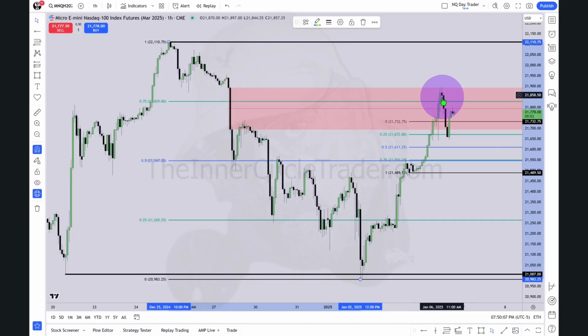And then it does, in fact, trade to the upper quadrant. It does not trade to the consequent encroachment or middle of the opening range gap, which again is defined by these two black lines here. So now we're going to drop into a 1 minute chart and flesh this out.